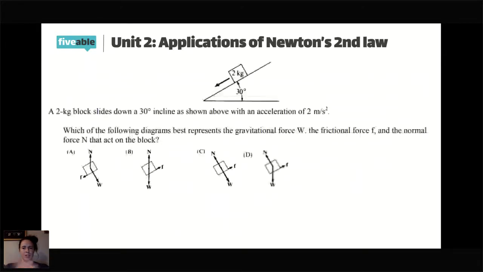Okay, so now we're hopping back in with another question. So we have a 2 kilogram block sliding down a 30-degree incline as shown above with an acceleration of 2 meters per second squared. Which of the following diagrams best represents the gravitational force W, the frictional force little f, and the normal force N that act on the block?